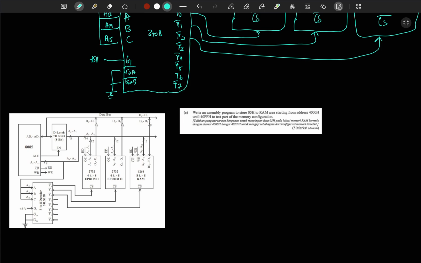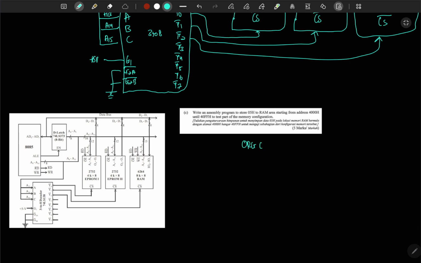Now the last question is a coding question. So for this code, what are they trying to ask us? Now if you see, they say write an assembly program to store 05 to RAM area starting from 4000 till 40FF. So technically we did it correctly, or else you should have seen the second question and then you should have made RAM address 4000. Okay, never mind.